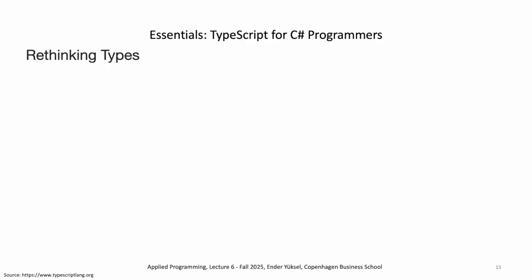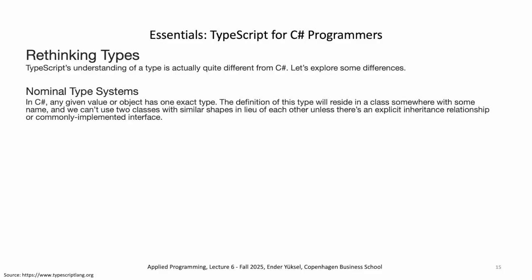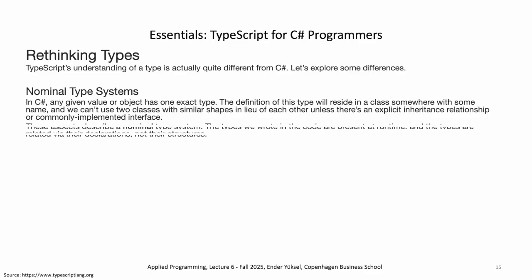We also need to rethink types. TypeScript's understanding of a type is actually quite different from C#. Let's explore some differences. Nominal type systems. In C#, any given value or object has one exact type. The definition of this type will reside in a class somewhere with some name, and we can't use two classes with similar shapes in lieu of each other unless there is an explicit inheritance relationship or commonly implemented interface.